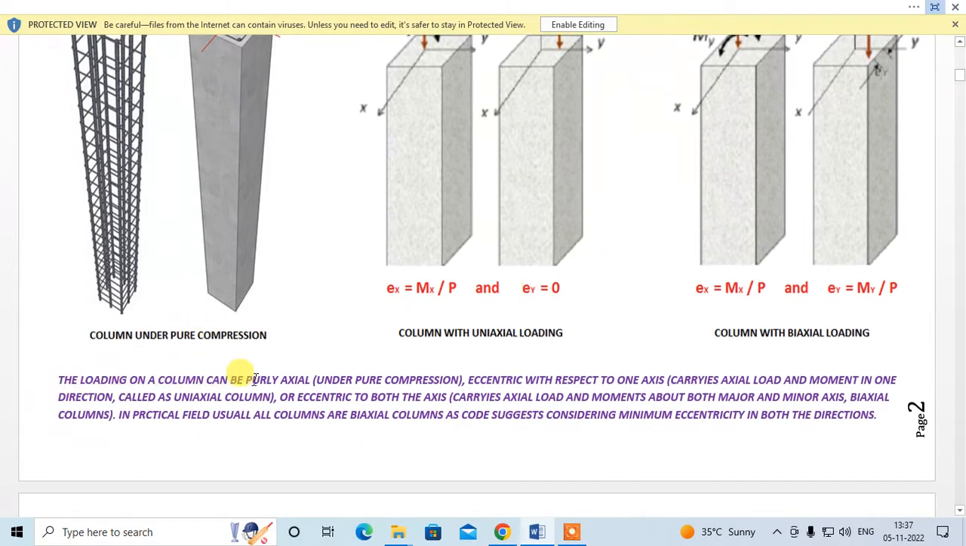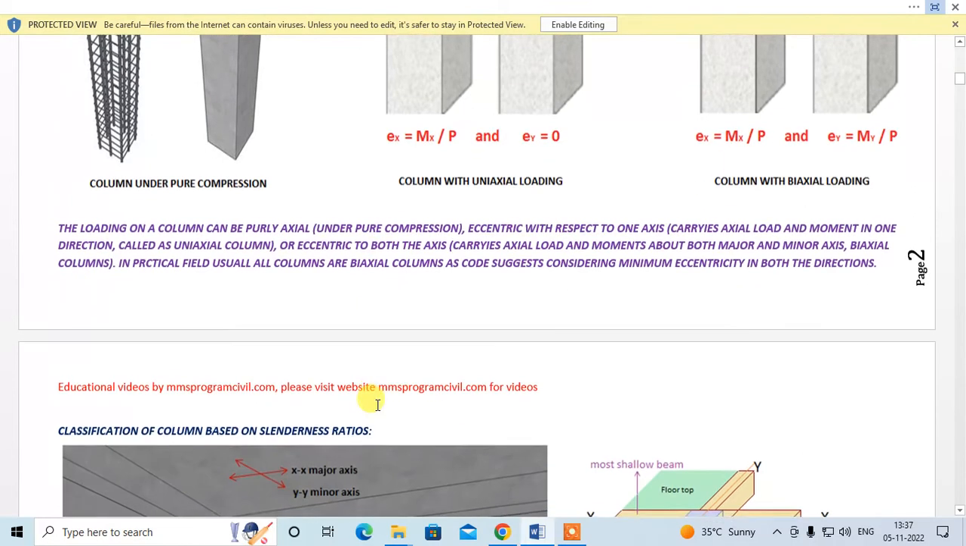The loading on the column can be purely axial under pure compression. Eccentric with respect to one axis, it carries axial load and moment in one direction, called a uniaxial column. Eccentric to both the axes, it carries axial load and moment about both major and minor axis, and it is called a biaxial column. In practical field, usually all the columns are biaxial columns, as the code suggests considering minimum eccentricity in both the directions.